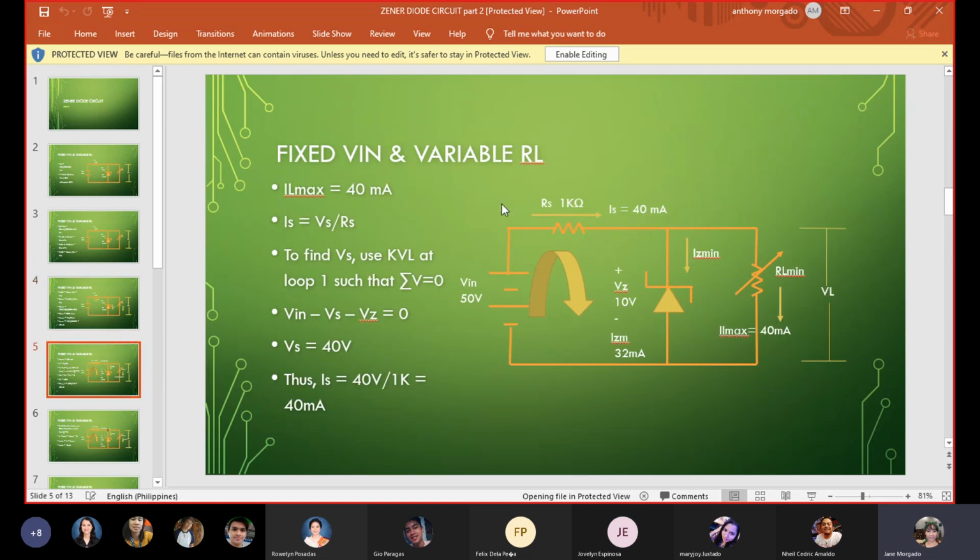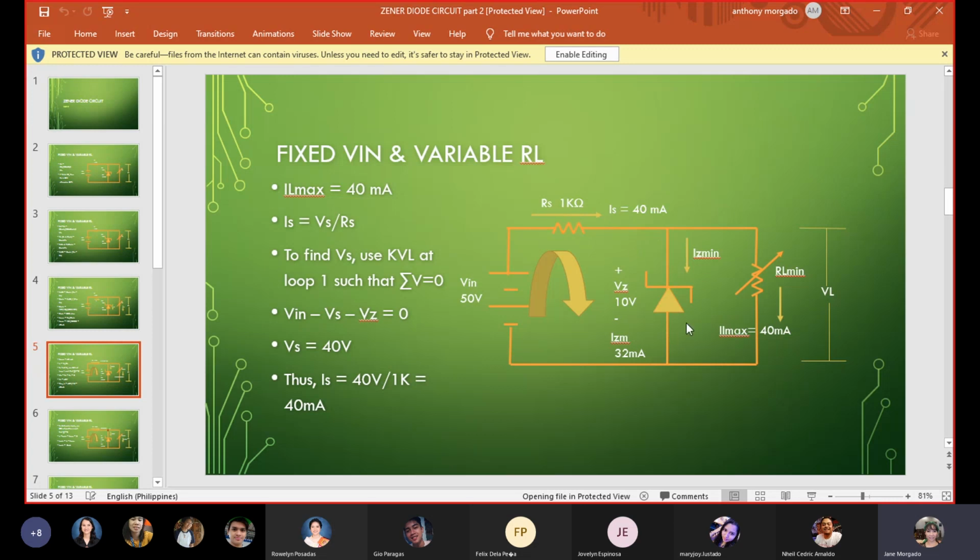Okay, and then the IS, ganun pa rin, so we'll have a loop here. Using summation of voltage is equal to 0, KVL at loop 1, we have 50 minus VS minus VZ is equal to 0. So we have 50 minus VS minus 10. So we'll have VS of 40 volts. So IS is 40 milliampere also.